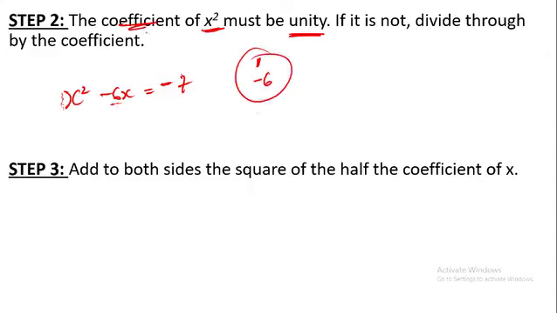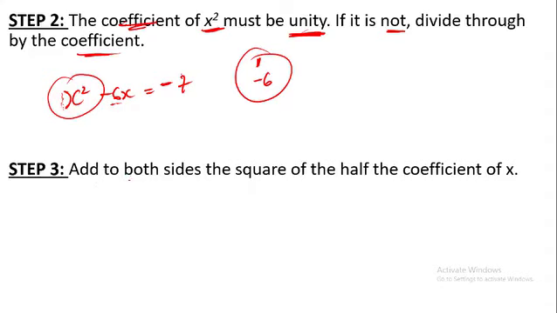Now, the coefficient of x squared must be unity, and the word unity means 1. If it is not unity, then we divide through by the coefficient of x squared to make it become unity. But in this case, the coefficient is already unity, so we cannot divide through. So we proceed to step 3.